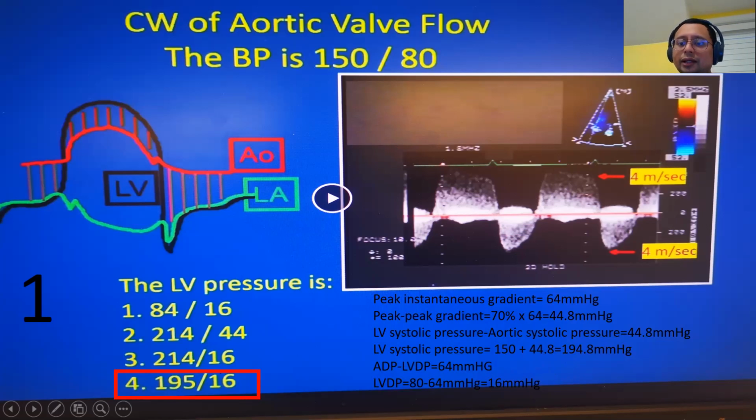Okay, so that's how we calculate. Whenever you see Doppler, always think: this gradient is the difference between which chamber and which chamber. Okay, this is between LV and aorta, and this is between aorta and LV. This is during systole, and this is during diastole. So that's how you measure it.